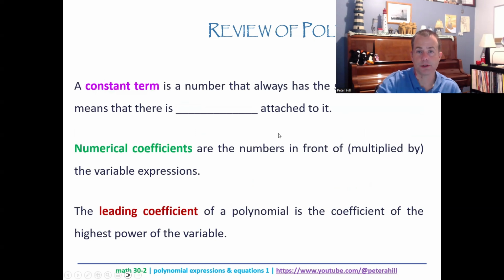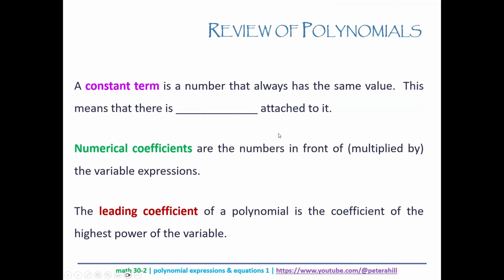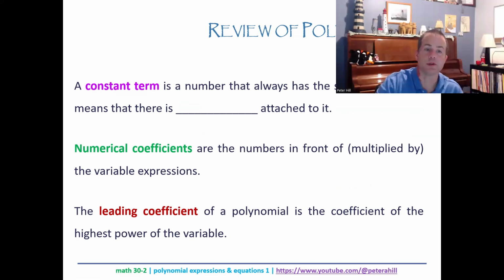Okay, constant term, hide. A constant term is a number that always has the same value. So this means there is no variable attached to it, okay? Numerical coefficients, those are the numbers in front of the variable, okay?